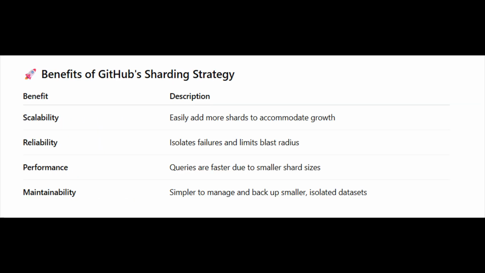Benefits of GitHub's sharding strategy. Scalability: easily add more shards to accommodate growth. Reliability: isolates failures and limits blast radius. Performance: queries are faster due to smaller shard sizes. Maintainability: simpler to manage and back up smaller, isolated datasets.